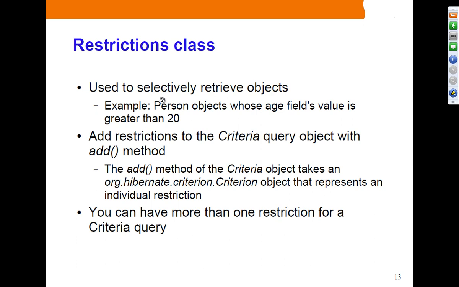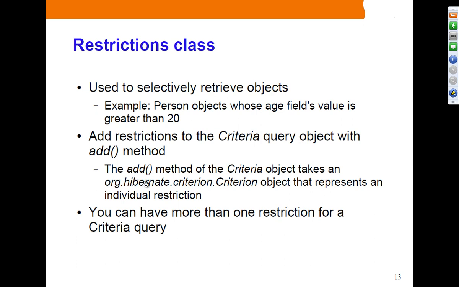The Restrictions class is used to selectively retrieve objects. For example, I'd like to retrieve all the person entries whose age field is greater than 20. Basically, person objects whose age field's value is greater than 20. The way you do restrictions is you call the add method on the criteria query object.